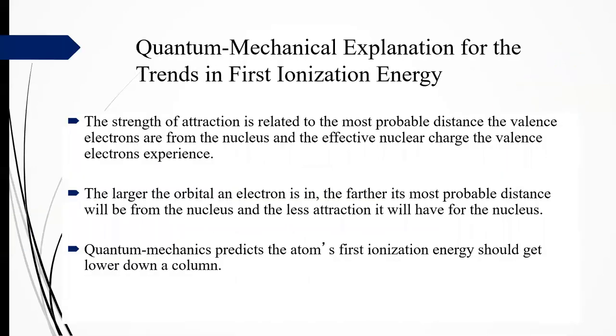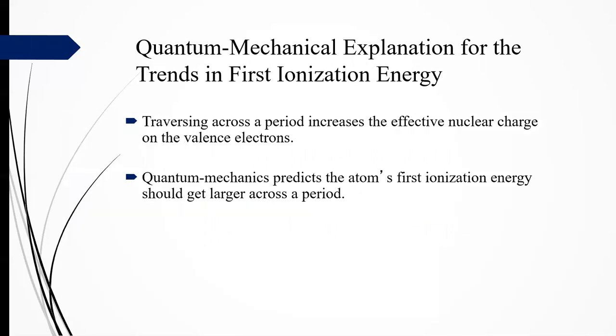So when you talk about ionization energies, you really want to be focusing on the strength of that attraction. And then you also want to be focusing on those orbital values. Right? So the strength of the attraction is related to the most probable distance and the effective nuclear charge. So the larger the orbital, the farther its probable distance, and the less attraction it feels, so the easier to ionize it becomes. So that's how we predict top and bottom for the ionization energy trend. Across it, we predict that there's an increase in effective nuclear charge, and so it should get larger across a period.